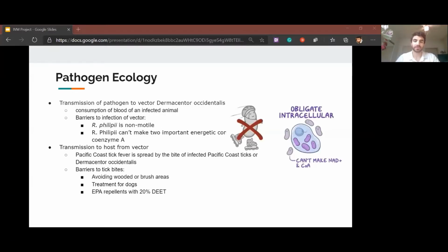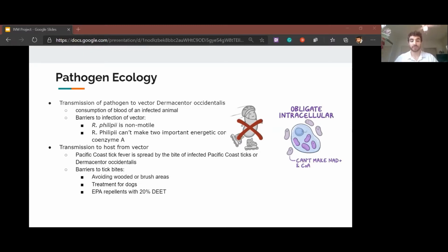So how does the vector acquire the pathogen? Rickettsia phillipi gets into the tick through the consumption of blood of an infected animal. And these animals get infected through eating infected food. Additionally, male ticks can transfer Rickettsia phillipi to females during the mating process.